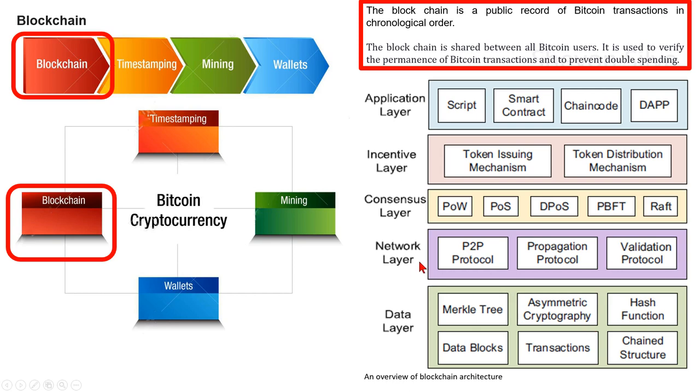Network layer. Network layer includes the protocols utilized in the blockchain network, that is the peer-to-peer P2P protocol exploited to construct the blockchain network, the propagation protocol exploited to broadcast transaction proposals and new executed transactions, and the validation protocol exploited to validate the transaction before being committed to the ledger.